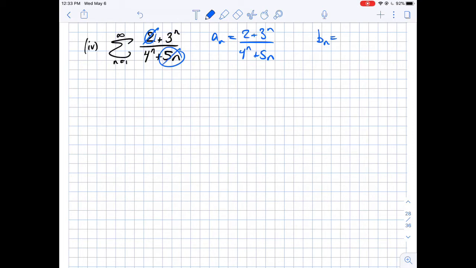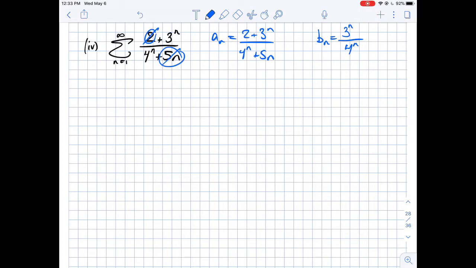So in this case, our dominant term in the numerator is exponential, and our dominant term in the denominator is also an exponential. We have 3 to the n divided by 4 to the n. So now we're going to compare it to this.